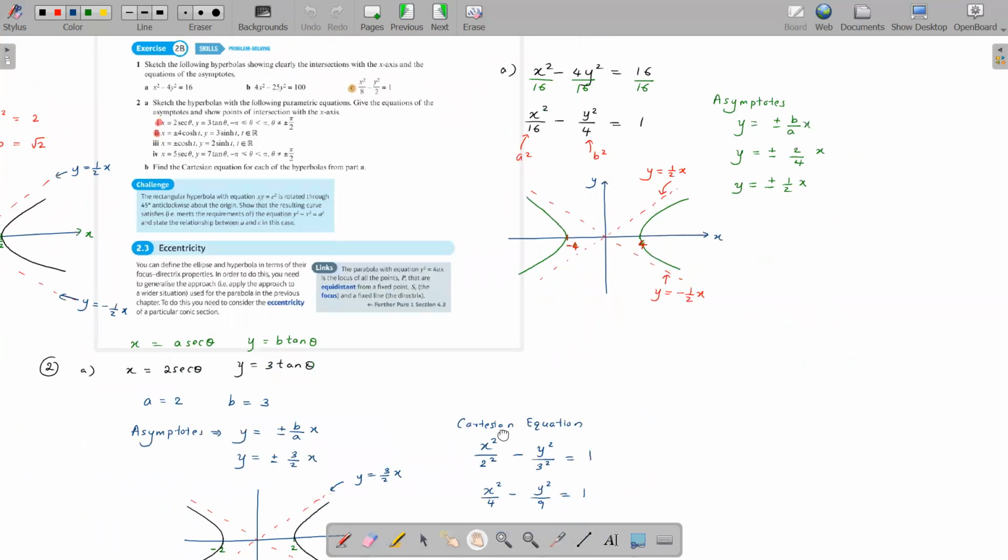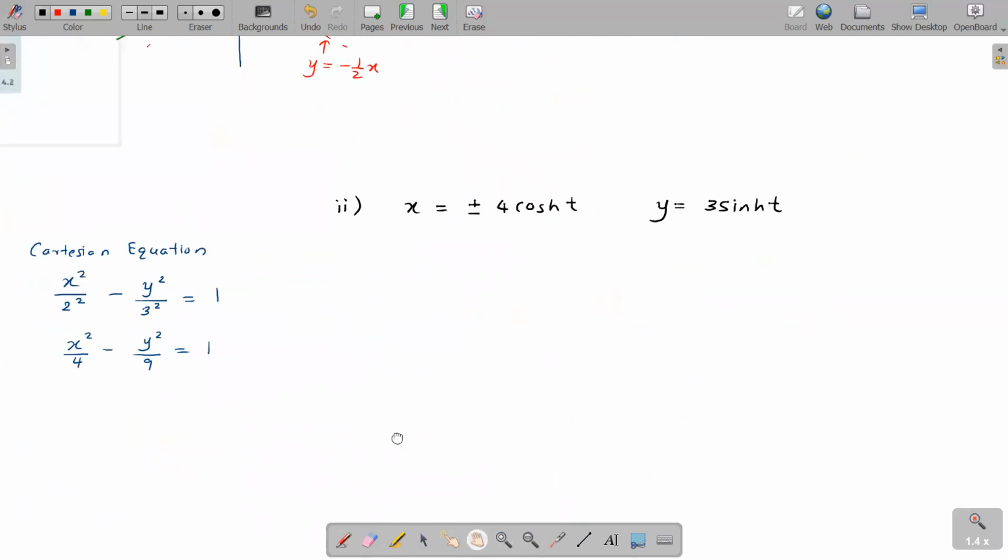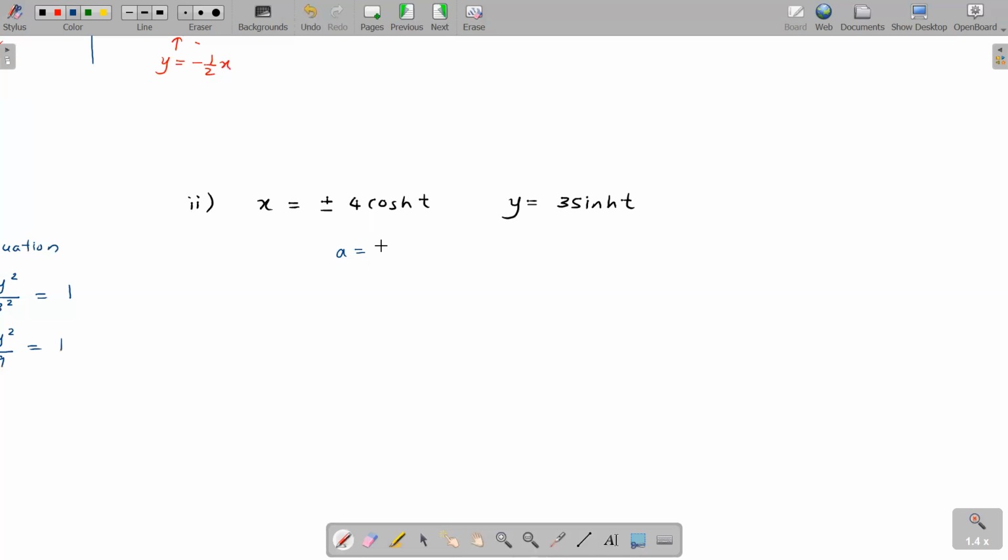Then I end up getting here x equals plus or minus 4 cos t, y equals 3 sin t. So this gives me the a value as 4 and the b value as 3. So let's write the asymptotes. The asymptotes are going to be y equals plus or minus b over a x, right? So b is 3, a is 4, so 3 over 4 x plus or minus. And then let's draw the graph.